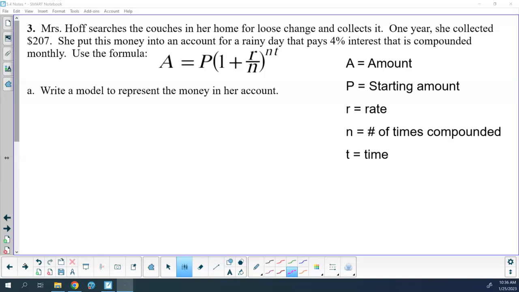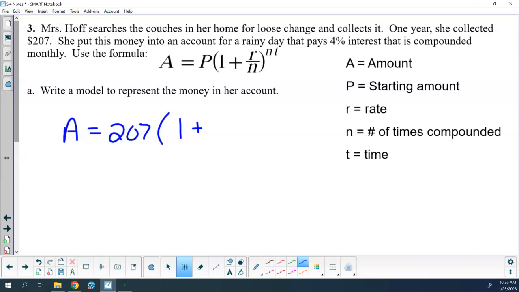Okay. So my model then that we would write would be A, that's the amount that we have in the account at any given time, is equal to P. P by the key is the starting amount. So how much money did she deposit? $207. So P would be 207. Times 1 plus R. R is my interest rate.